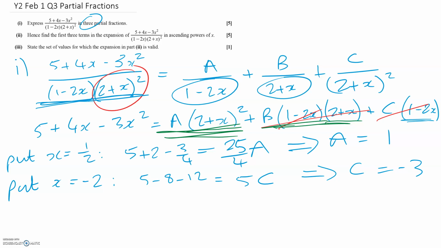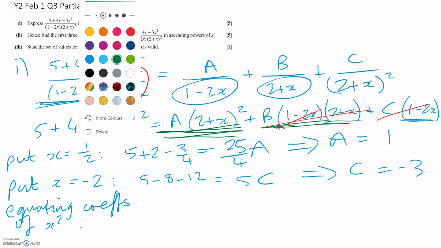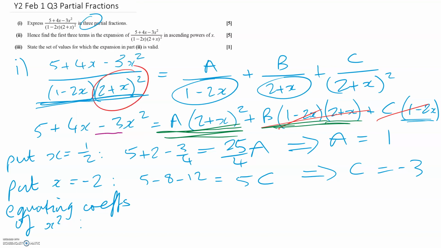And so now we just need to find out what B is. We can't really do another substitution to find B quickly, so probably the best way is to equate coefficients. I think equating coefficients of x squared is probably the best way, but you could do the coefficients of x, or you could do the constants. On the left-hand side, the coefficient of x squared is -3.